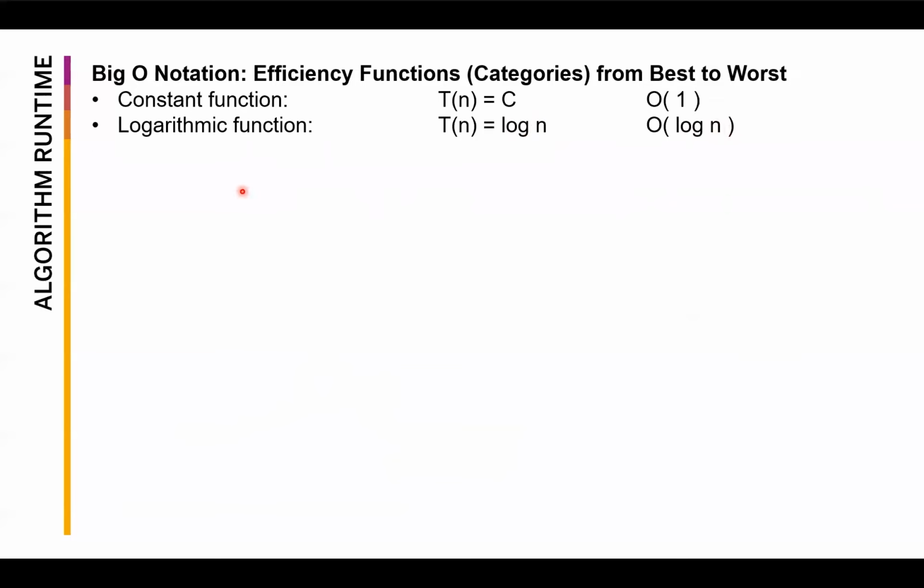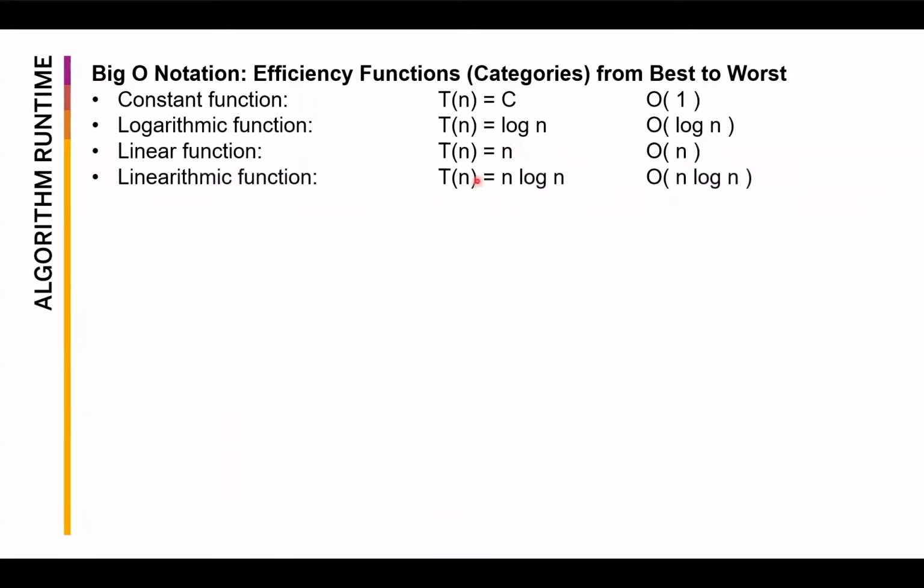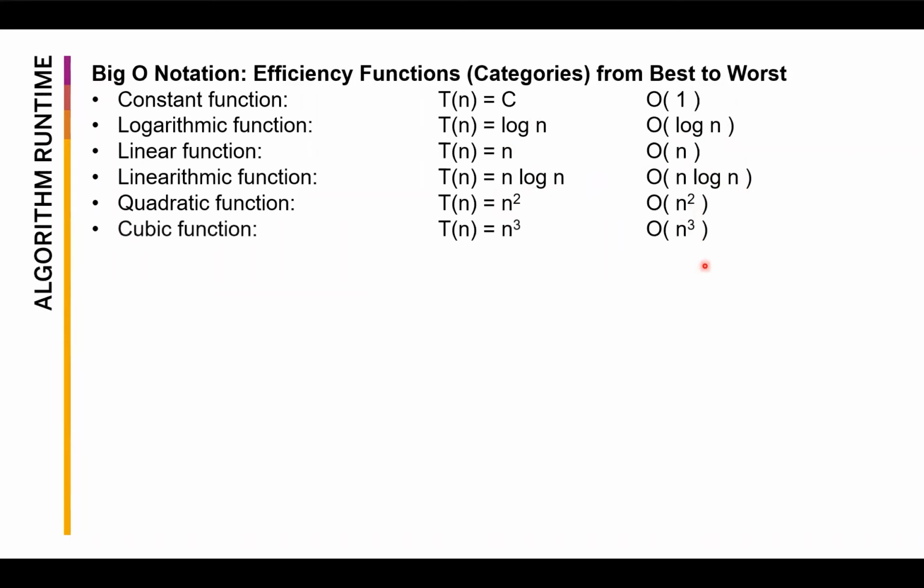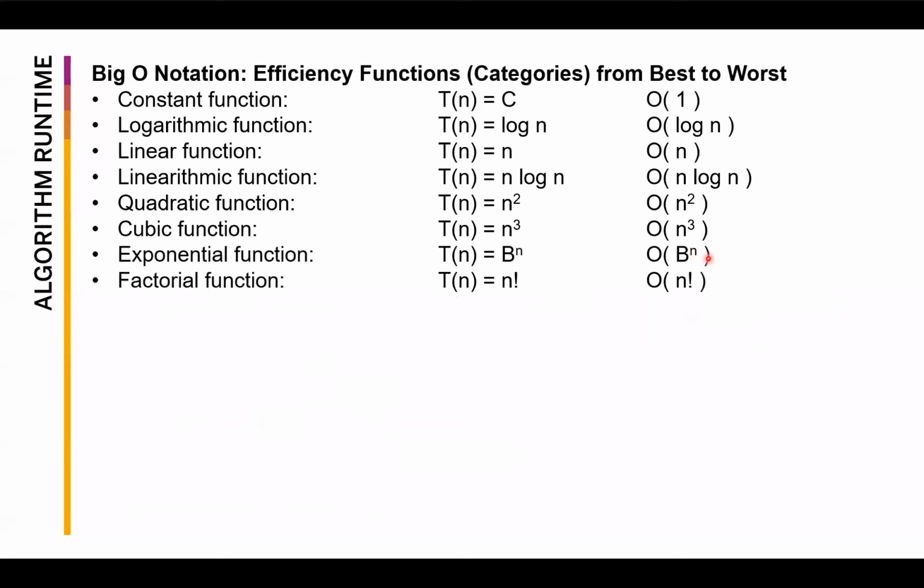So we go for linear. If its highest order is n, then it's an O of n. Linearithmic is n log n, or n times log n. That's O of n log n. A quadratic function is an O of n squared. A cubic function is O of n cubed. An exponential function is O of a constant raised to n. And a factorial function is O of n factorial. Now again, this is in the order of best to worst.